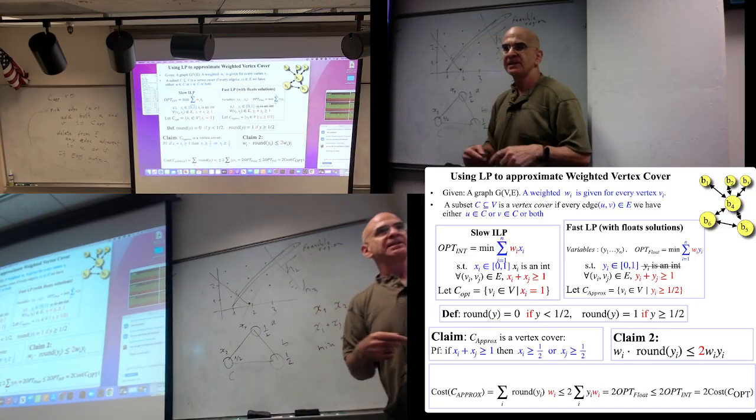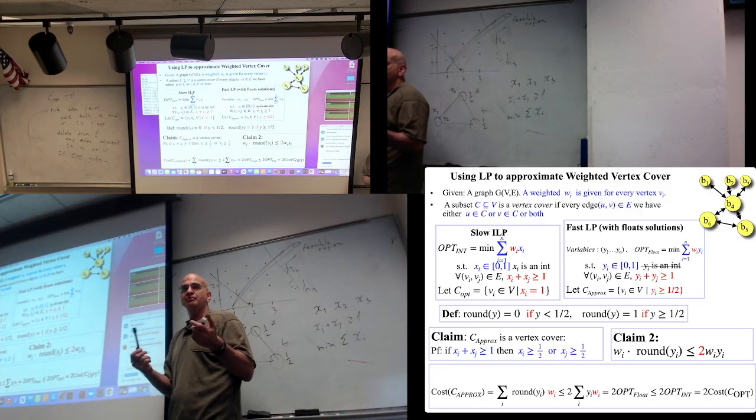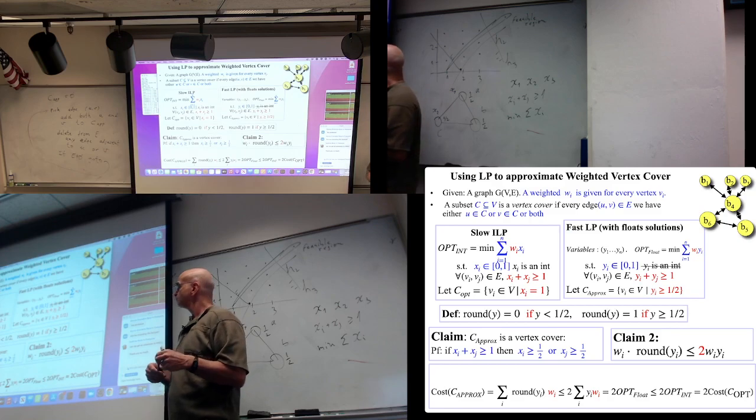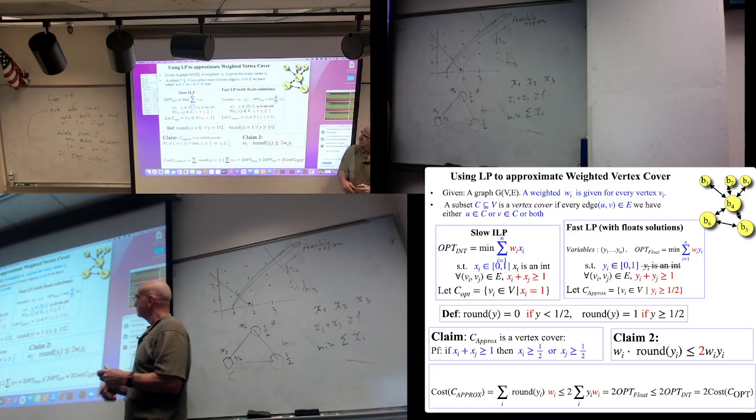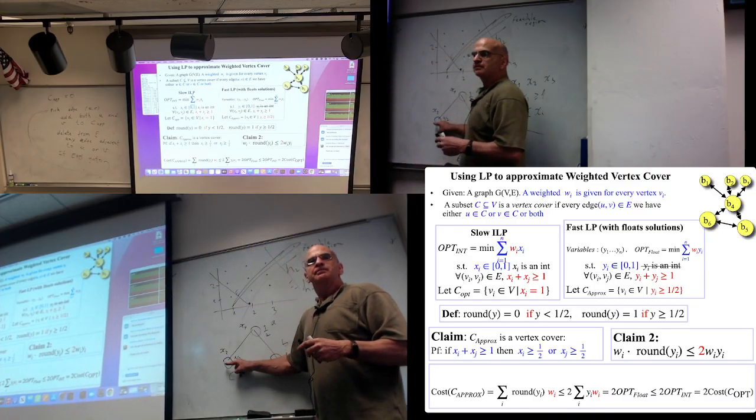It's possible that I'm missing some edges. Yes? I think this is wrong. You do have a constraint that for any edge, one of its vertices participates. So I think that's the definition of the cover. So if that is one of your constraints.